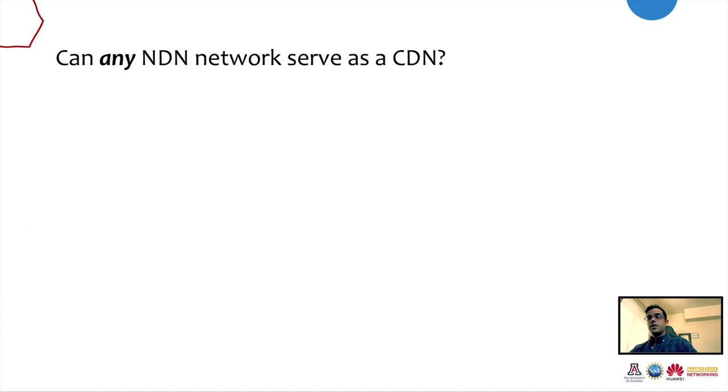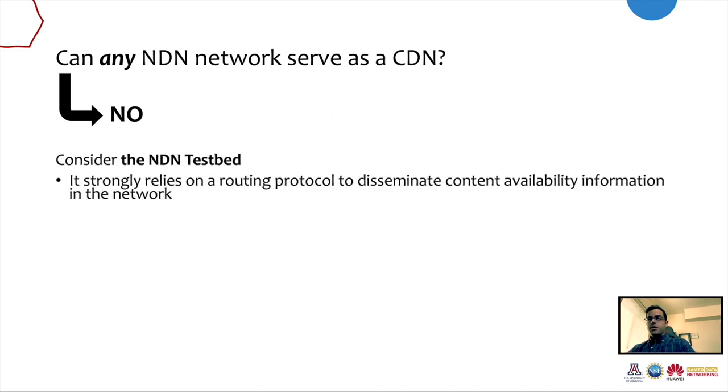But the question is, does any implementation of NDN necessarily perform as a CDN? The answer is no. Just because a network uses NDN technology, it doesn't mean it can be expanded to serve as a CDN. This is because the common networking solution in NDN has scalability issues. To get a better sense of what this means, consider the NDN testbed. The testbed relies on a routing protocol to disseminate content availability information among the nodes, and this dependency raises two major issues.